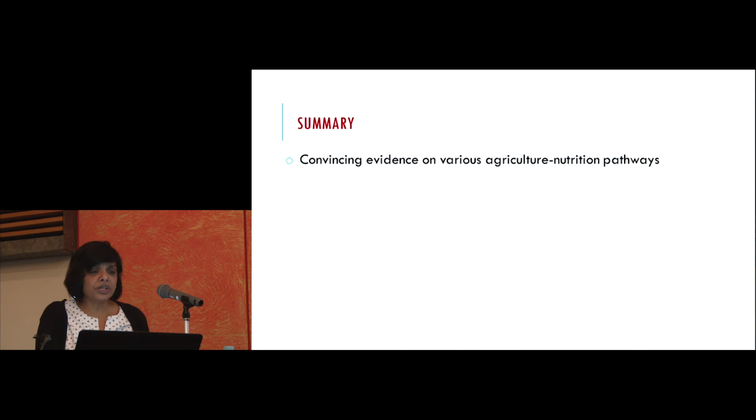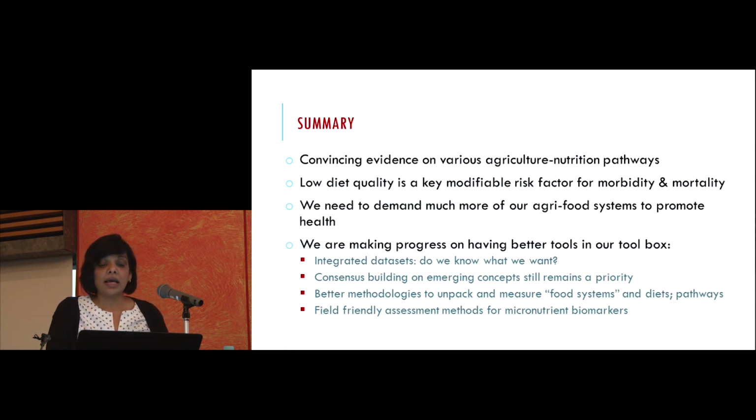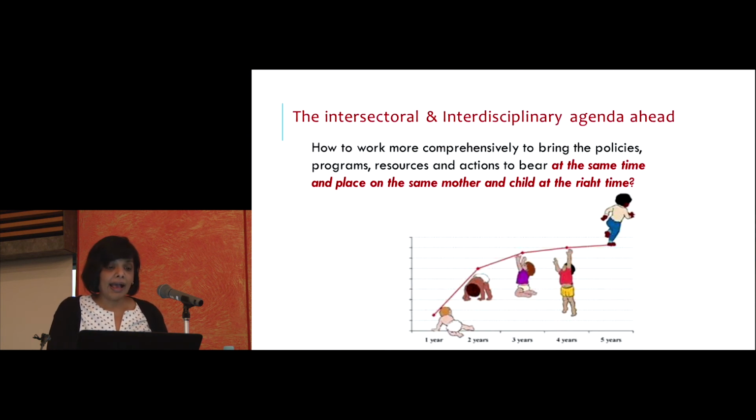So in conclusion, we do have convincing evidence on various agriculture nutrition pathways. Low diet quality is a key modifiable risk factor for mortality and morbidity, not just for undernutrition, but also for nutrition-related chronic diseases. So we need to be able to demand more from our agriculture food systems. We are making progress, and we need better tools in our toolbox. And so the intersectoral challenge really is, how do we work more comprehensively to bring all these sectors to bear at the same time, at the same place, on the same population, which in my context is mother and child, at the right time.